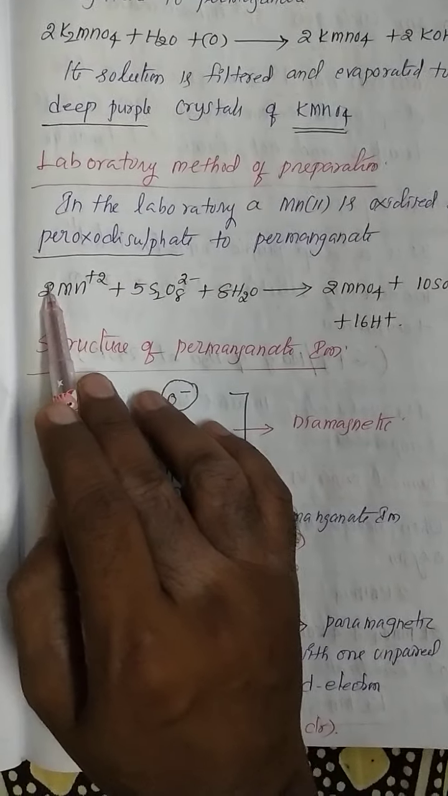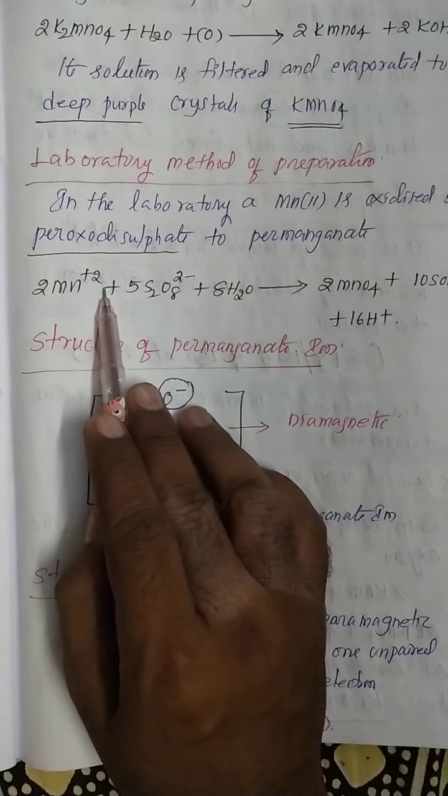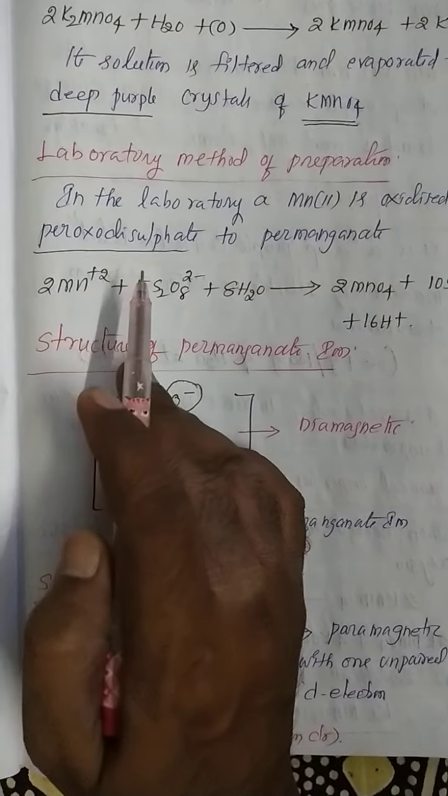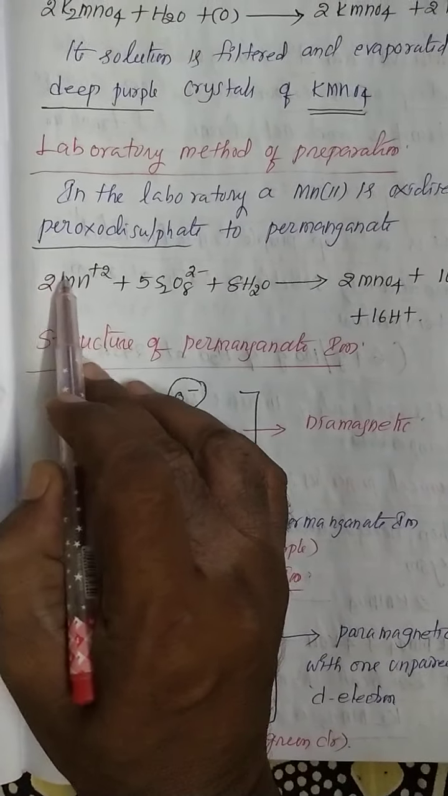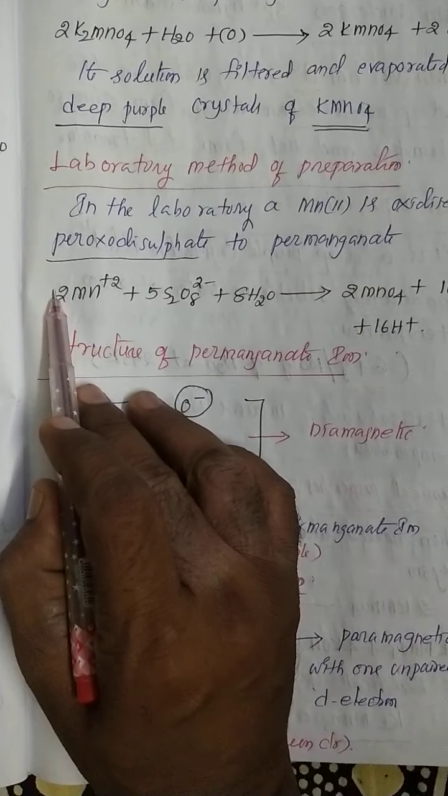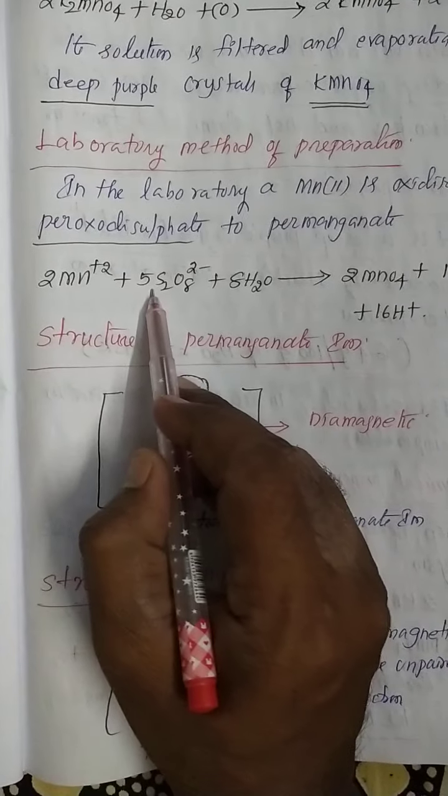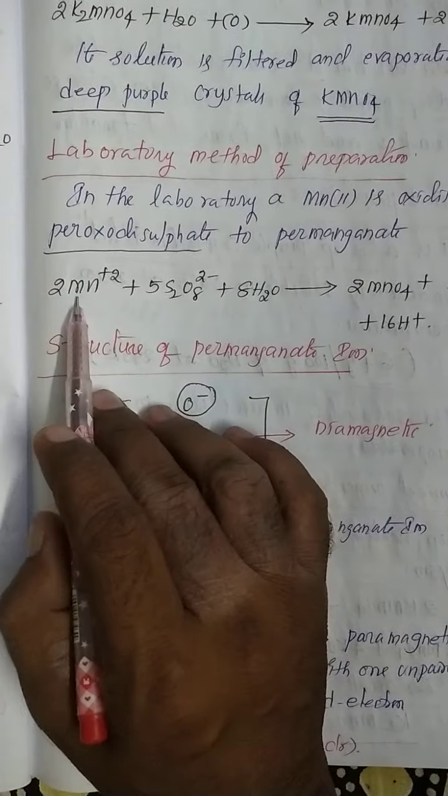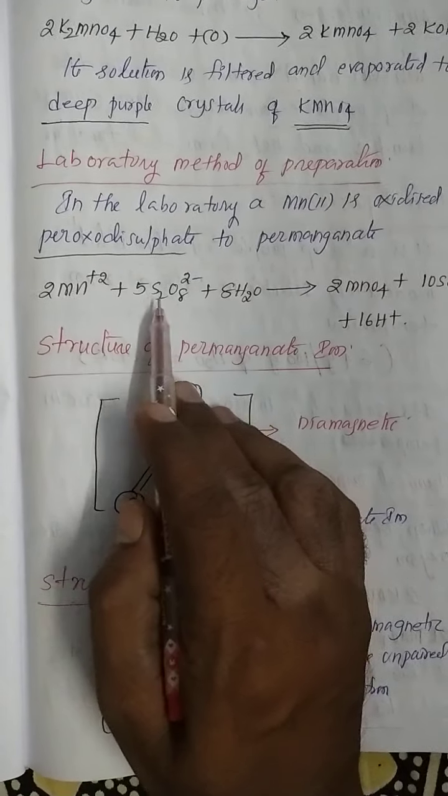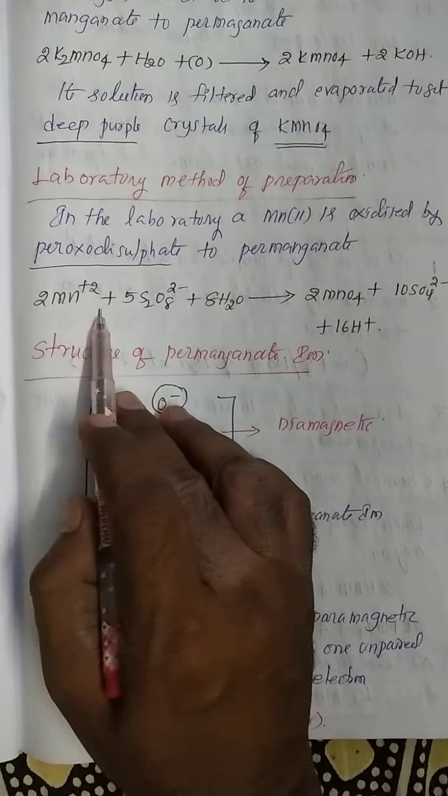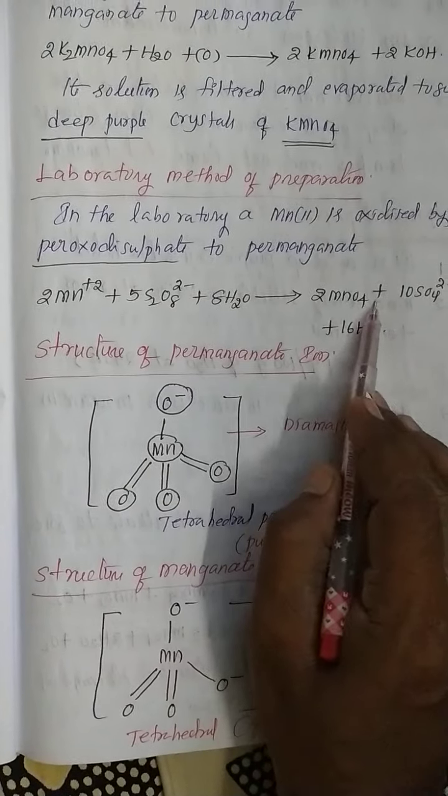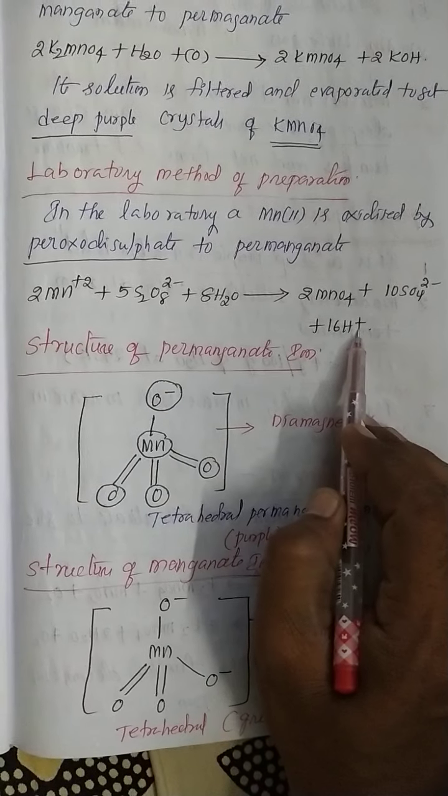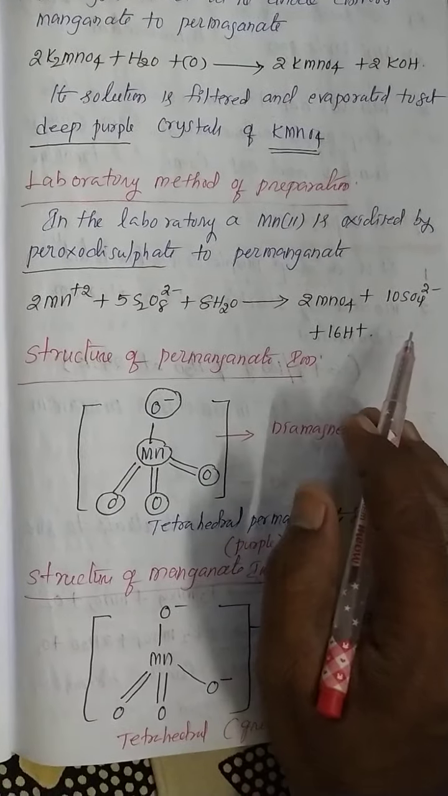Here the full-fledged equation has K2MnO4 and Na2S2O8, sodium peroxodisulfate. Here the oxidation states of potassium, sodium and oxygen do not change. That's why I didn't mention potassium and sodium. So what are the oxidation states that change here? That's what I mentioned: Mn plus 2 goes to MnO4 minus, plus 10 SO4 2 minus plus 16H plus. 16H plus is nothing but 8 sulfuric acid molecules formed.